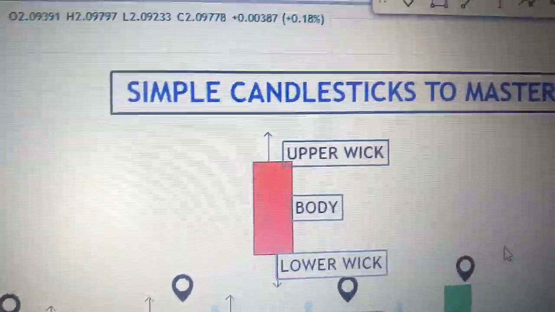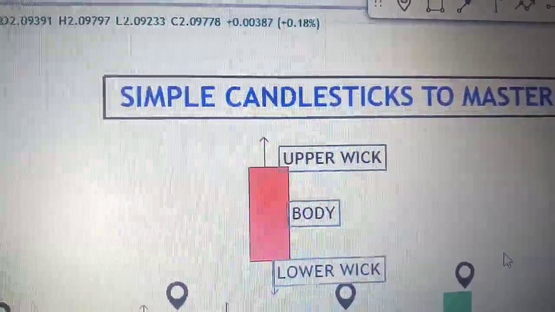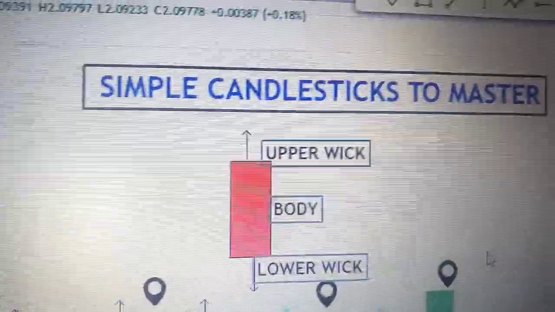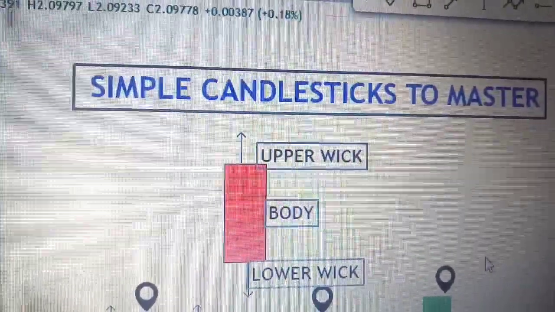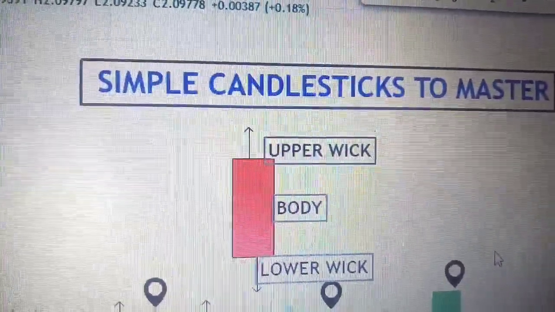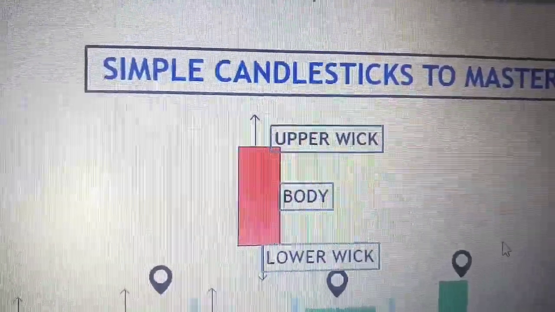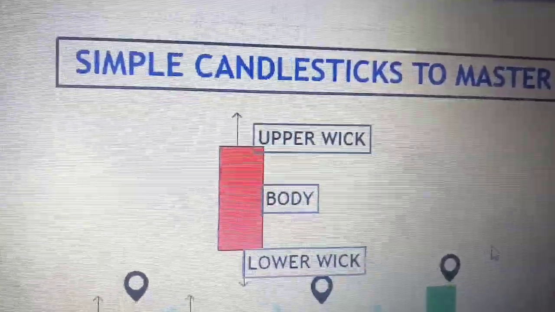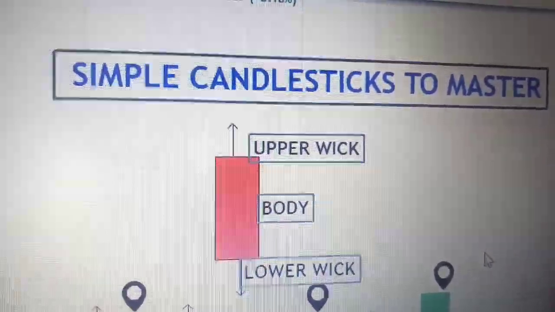Now in today's video, I don't want the video to be long, so I want to teach you about the simple candlestick patterns that you can master, and you will encounter these types of candles any day, anytime you open the chart. But if you know them, you'll not have a hard time dealing with them.